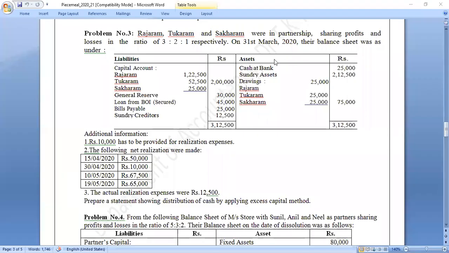Liabilities side: capital account, Rajaram 1,22,500, Tukaram's capital 52,500, and Sakaram's capital 25,000. Total 2 lakhs. Total amount of capital 2 lakhs.